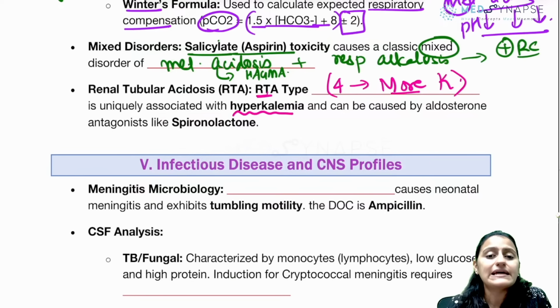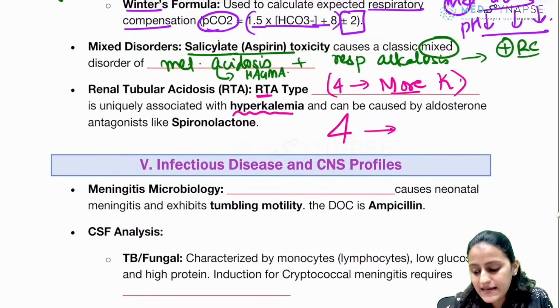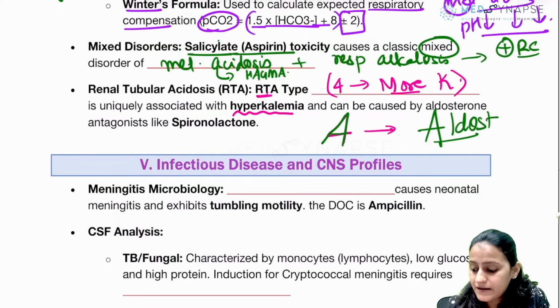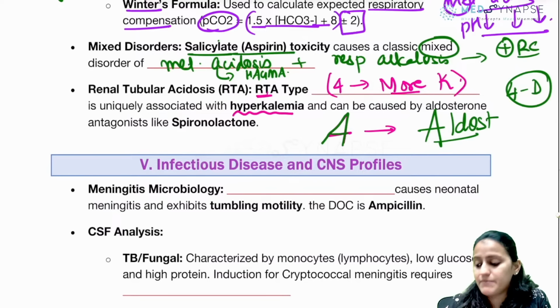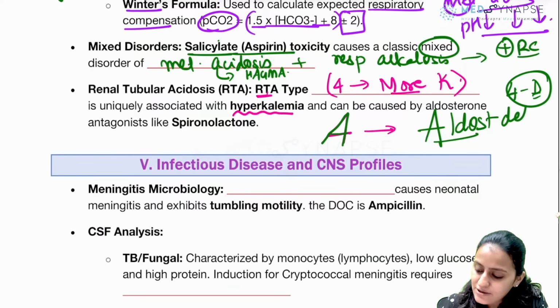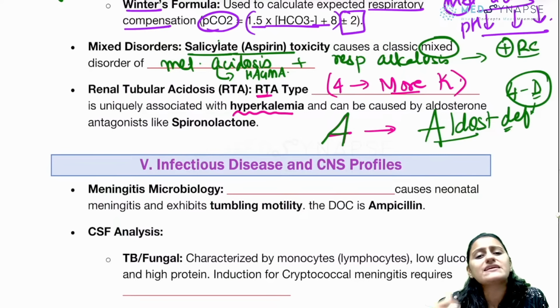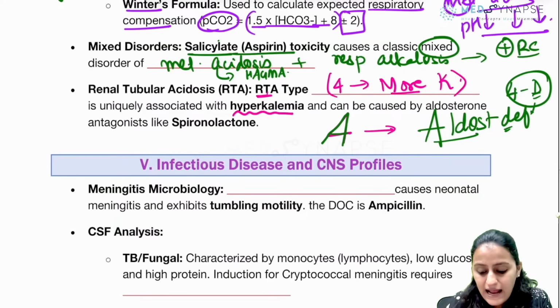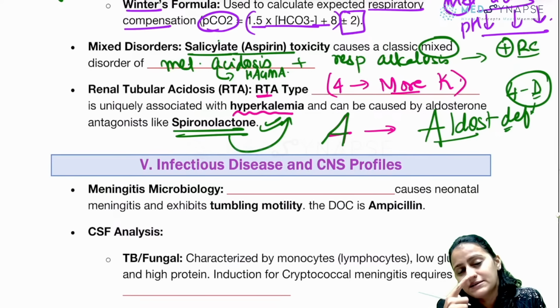And type 4 RTA, remember 4, when I write, it is like what alphabet hidden in 4? It is alphabet A. So it is because of aldosterone deficiency or aldosterone excess. Remember 4 wala alphabet is D, 4D. So it is aldosterone D, that is deficiency. Anything which is leading to aldosterone deficiency, so Addison's or aldosterone antagonists like spironolactone. So you remember spironolactone diuretic, it causes hyperkalemia. Okay, it causes hyperkalemia. Similarly, ACE inhibitors, they will cause hyperkalemia.